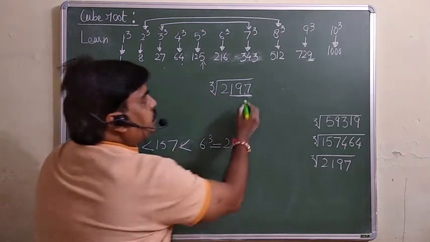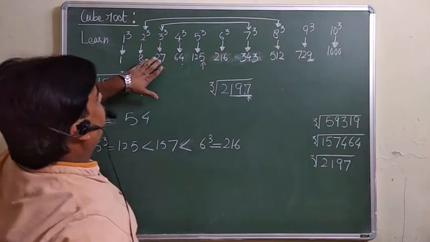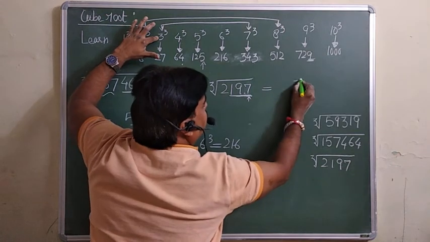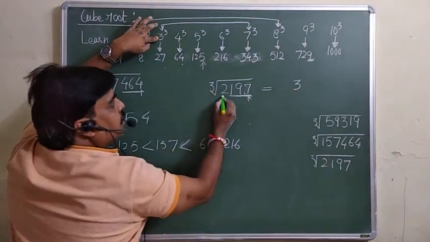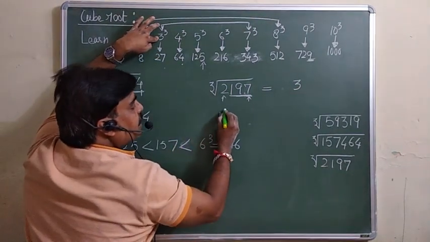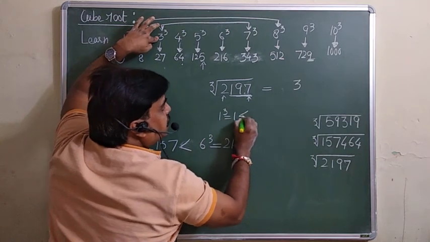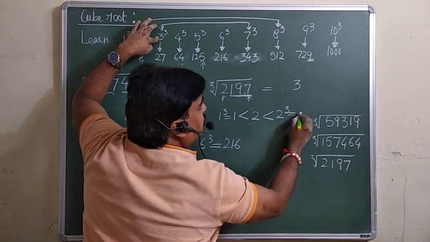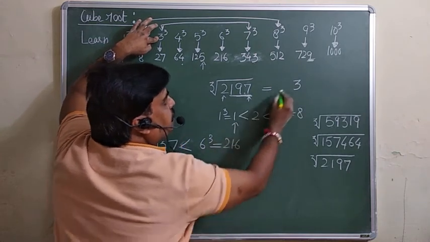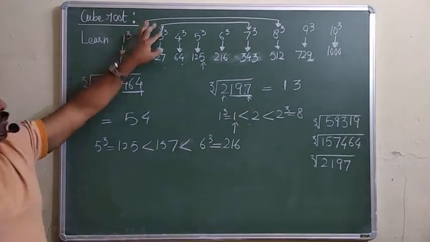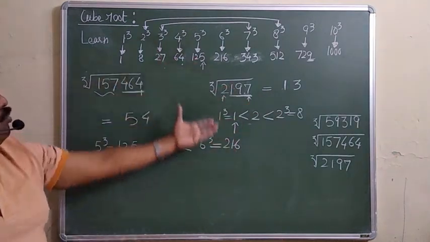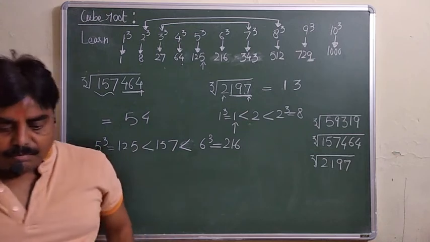Here is 7. Where does 7 come from? Look here, it's coming 3. It means definitely your unit place digit will be 3. Now think about this number. This number lies between the cubes of which numbers? 1 cube is 1, which is less than 2, but it is less than the next cube, 2 cube, that is 8. It means the smallest number will come. So the cube root of this 2197 is 13. So likewise, you can find the cube root of any of the numbers. Have a look.